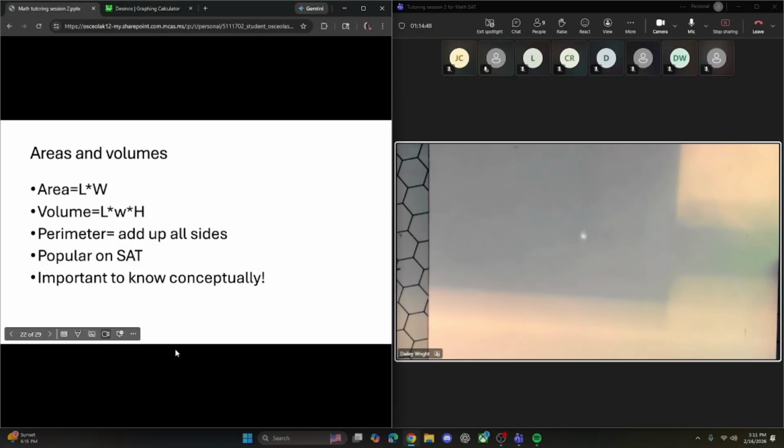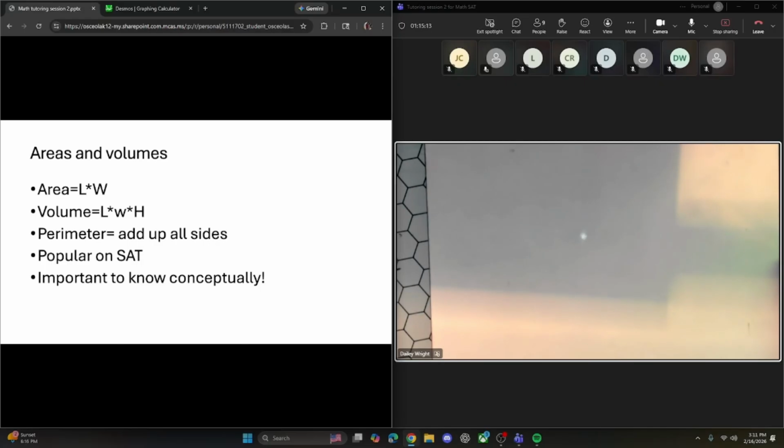Okay, now areas and volumes. This is for squares and rectangles. Area is going to be your length times your width. Volume is going to be your length times your width times your height. Perimeter, to find the perimeter, you add up all of the sides of your square or your rectangle.